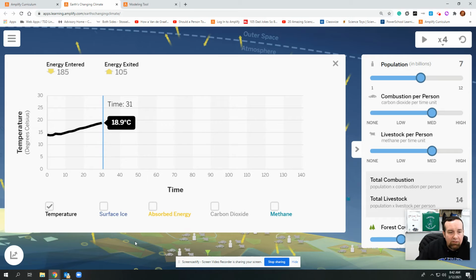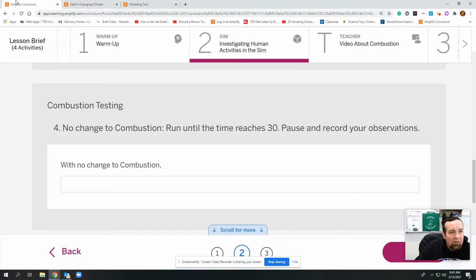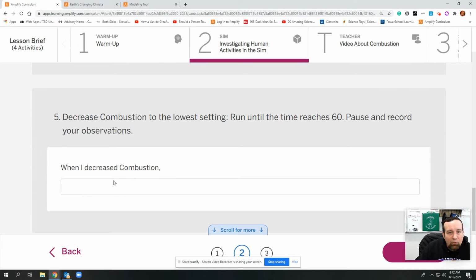And pause. Okay, let's see. What are our observations? Decrease in surface ice, increase in temperature, increase in energy absorbed, increase in carbon dioxide, and an increase in methane. So this is showing the trend of where we are currently, at least according to the sim, where we're seeing an increase in these gases and temperature and a decrease in surface ice. So let's record those and we'll move on to the next one. Don't forget to pause if you need to.